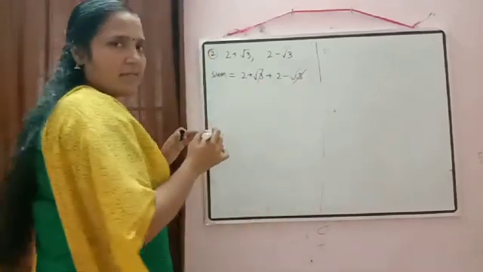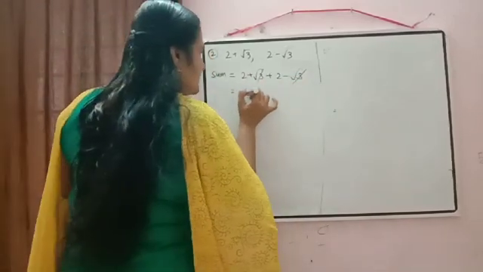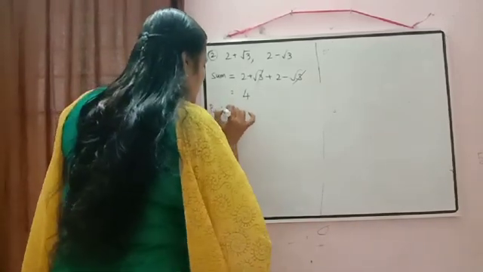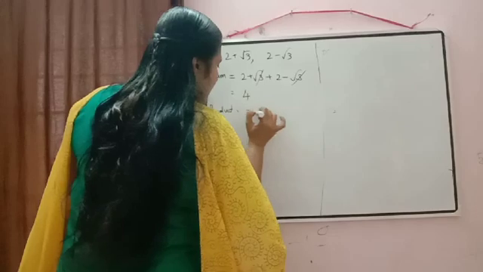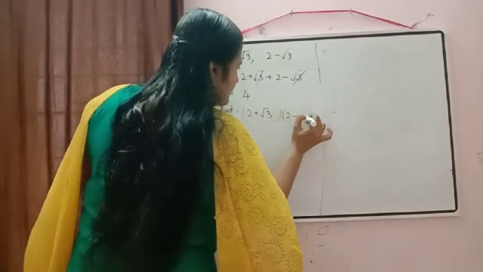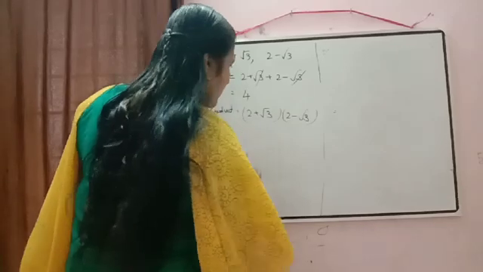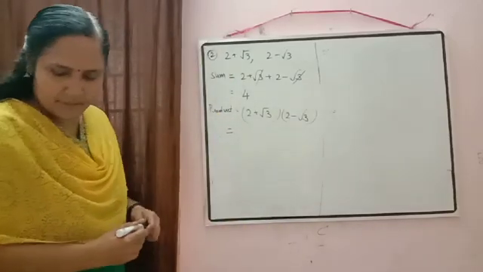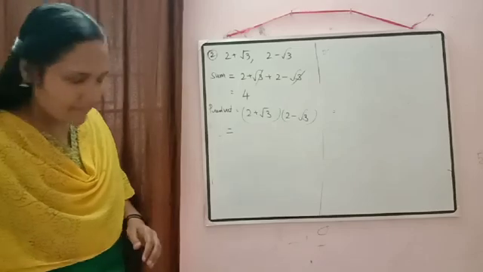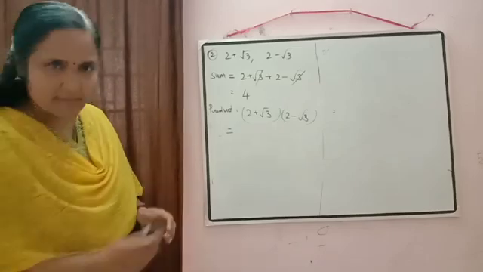Root 3 and root 3 will get cancelled. We will get the sum is equal to 4. And the product of the zeros will be 2 plus root 3 into 2 minus root 3. Just to check, it is in the form of the identity a plus b into a minus b.